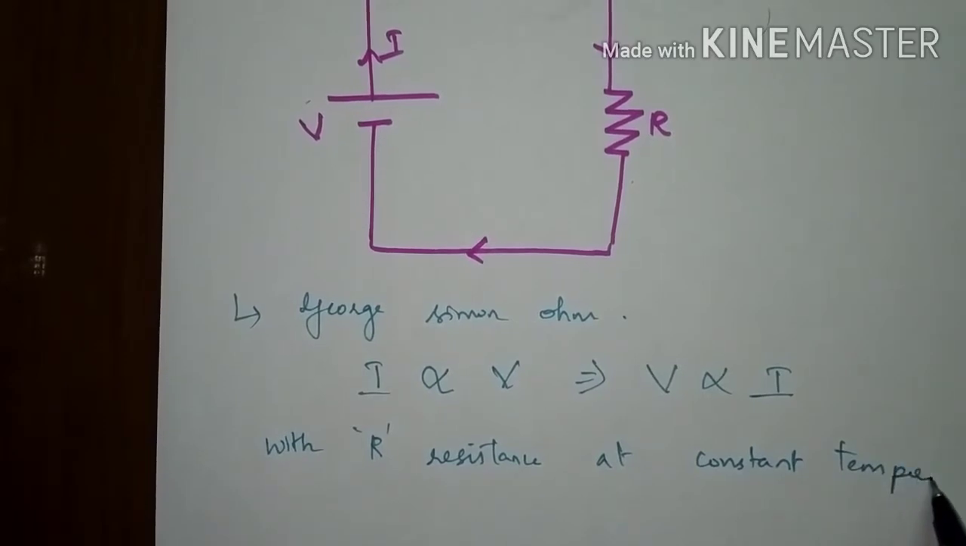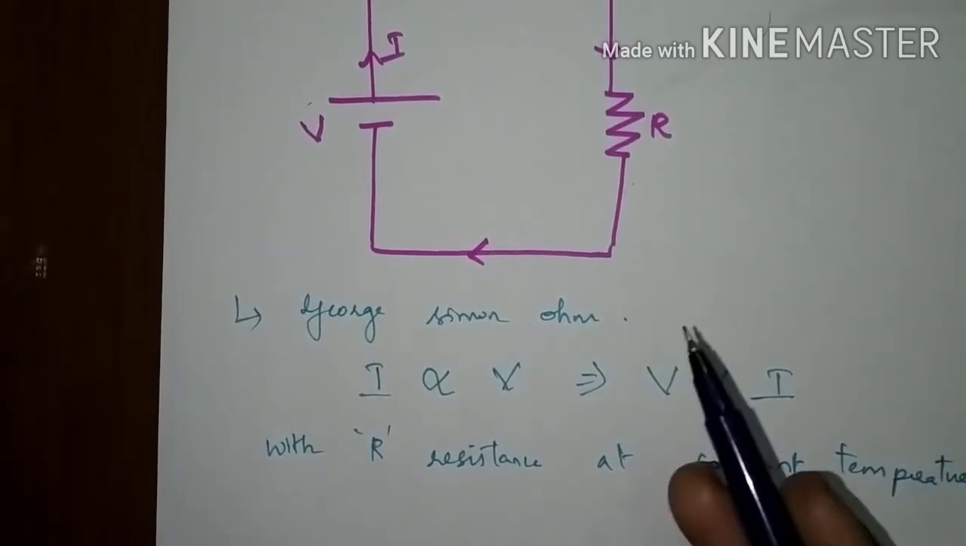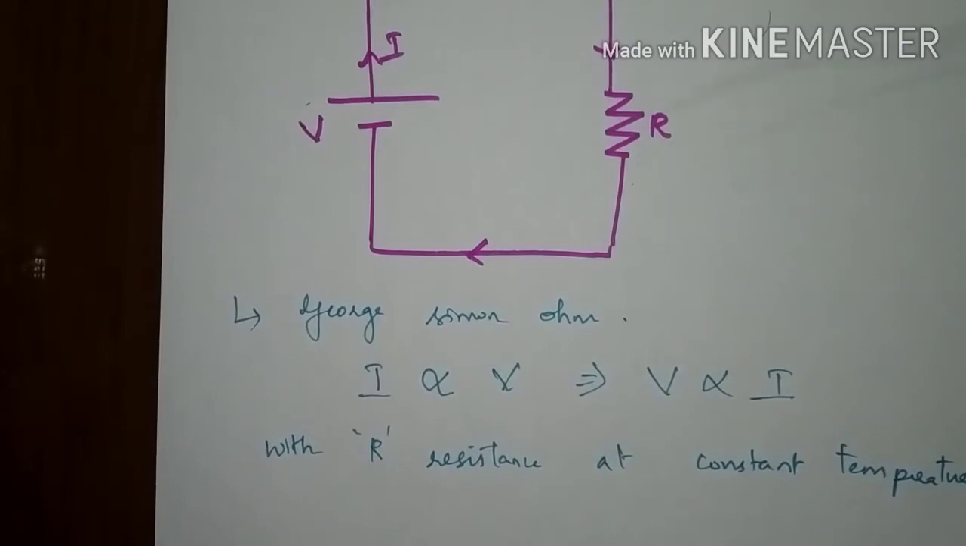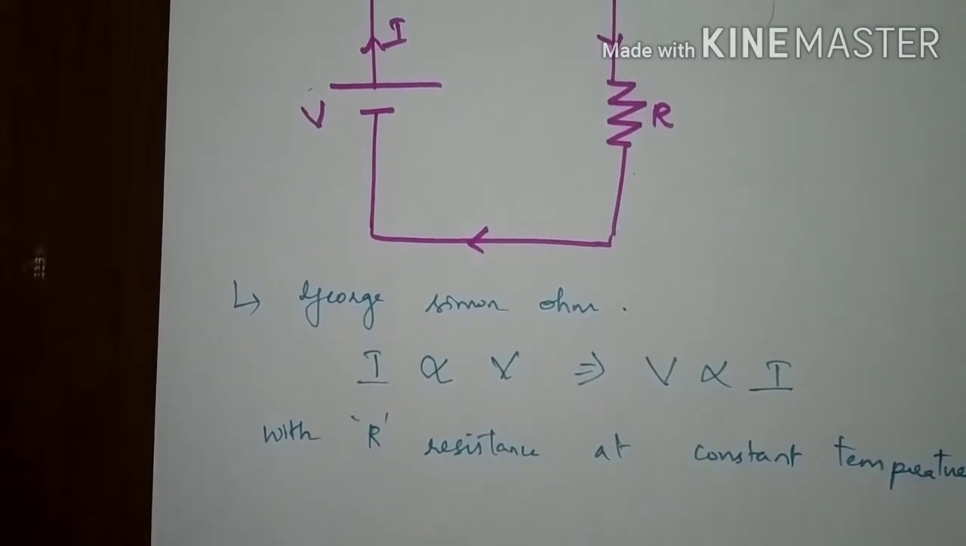Why at a constant temperature? Because resistance varies due to the temperature. We have already seen the resistance, right? If you increase the temperature, then the value of the resistance would increase. At that time, Ohm's law is not valid. For a constant temperature only, Ohm's law is valid.